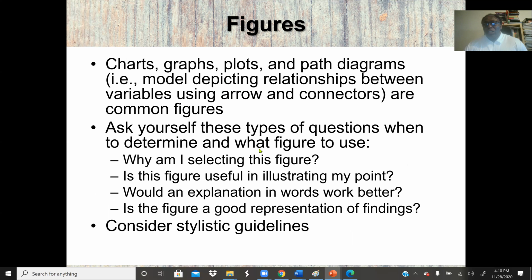Now here we should ask ourselves questions when determining what figures to use. Why am I selecting this figure? Is this figure useful in illustrating my point? Will an explanation in words work better? If we think an explanation in words will work better, then we shouldn't use figures or tables. Is the figure a good representation of findings? Also, we should consider the stylistic guidelines.